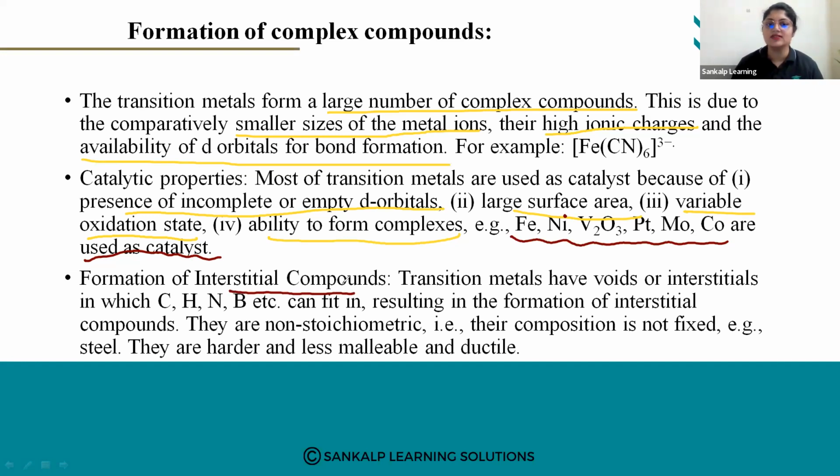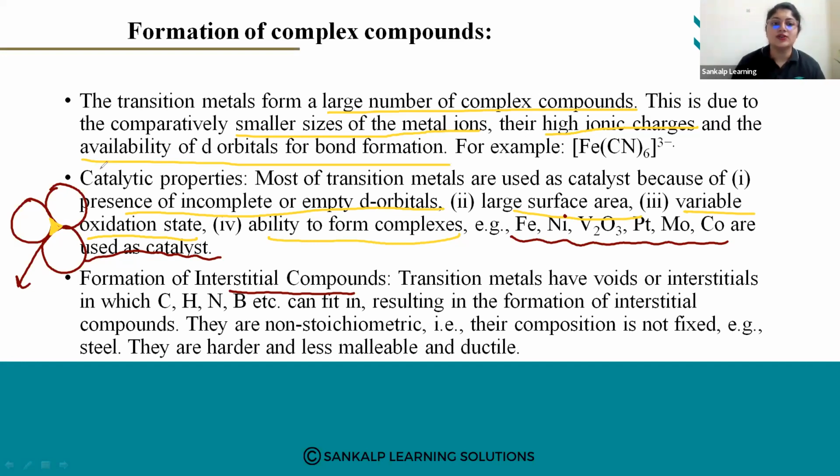We have already discussed this. What do you mean by interstitial compounds? Transition metals have voids. Voids means, for example, if I take an octahedral void, here in between this is a void. I'll represent it with the yellow color. So you can see this is a void. Transition metals have voids or interstitial spaces. Interstitial means small space.